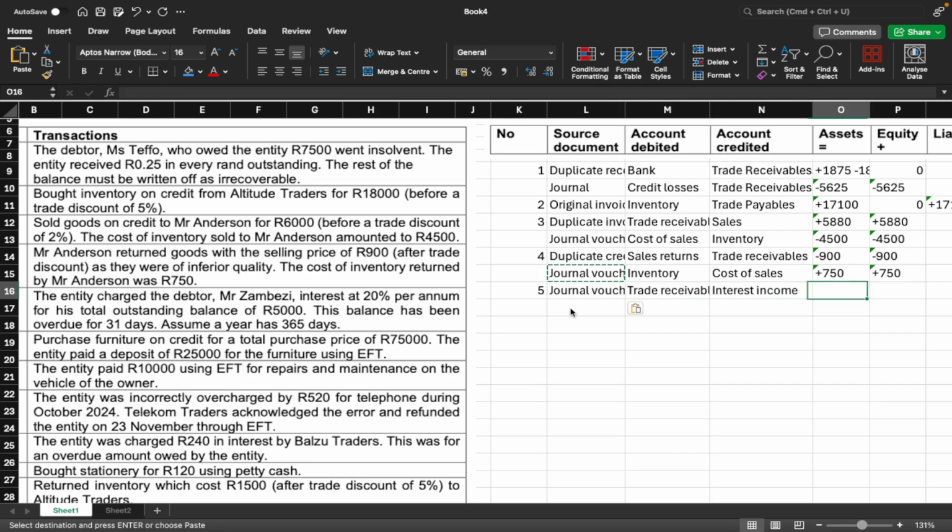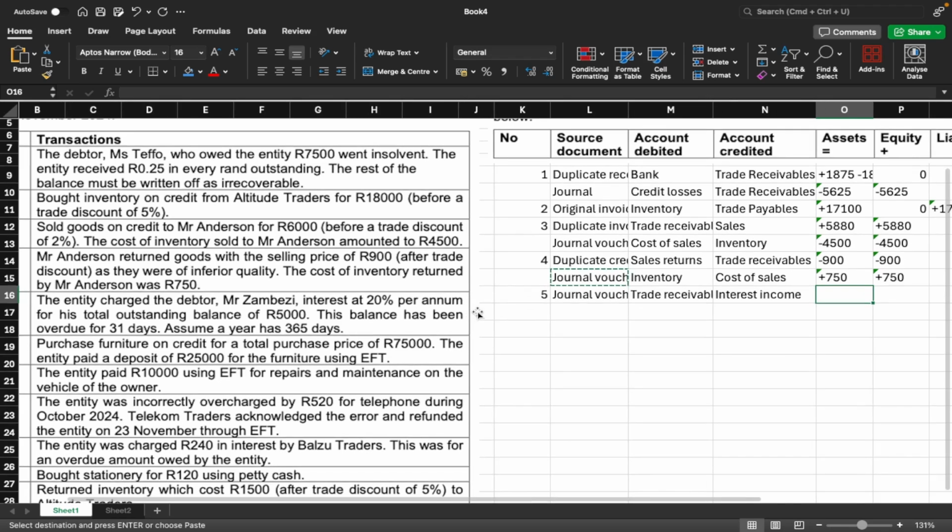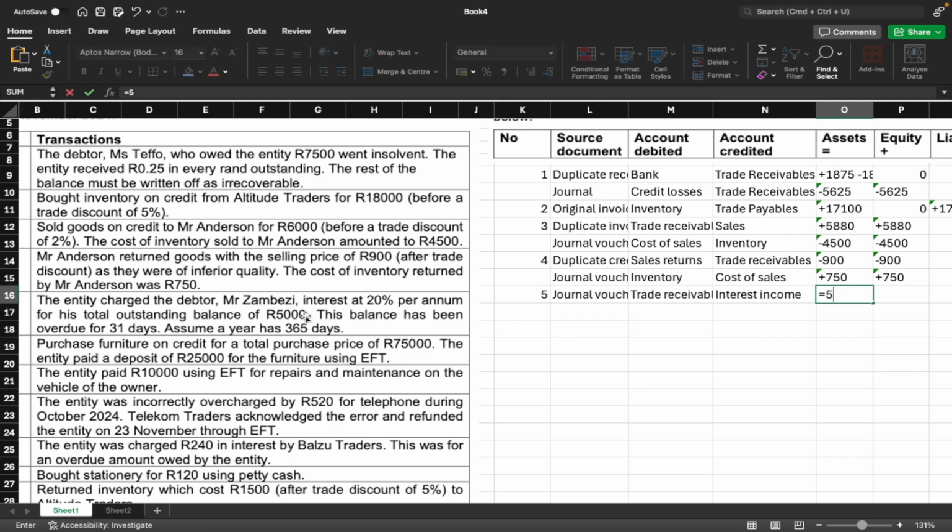And how much is the interest? Well, we have to do the calculation here. We're told that it's at 20% per annum, but it's only been overdue for 31 days. So we need to compute for only 31 days, because if we take the 5,000 rand times 20%, it's going to give us for the whole year, but it's only been outstanding for 31 days. So we need to charge them for only 31 days. So we're going to take the 5,000 rand multiplied by the 20%, multiplied by the 31 divided by 365 days. And that will give us how much is actually owed to us by this customer, or how much we are increasing their debt to us for, okay? Because we've just charged them this interest.